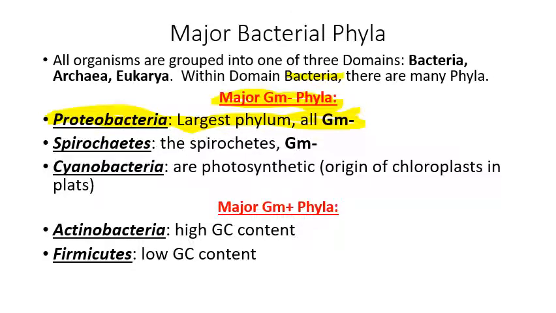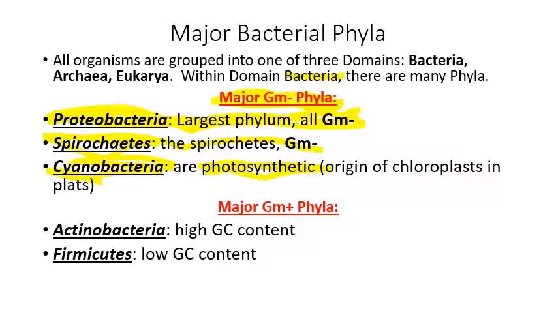Next, the next phylum is the Spirochetes, right? So they are also gram-negative. And then finally the Cyanobacteria, and there are a few others that we're not going to bother with. Now the interesting thing about the Cyanobacteria is that they are gram-negative, yes, but they are also photosynthetic, so they can generate energy from sunlight, and they are green in color. Some of them are red, but most of them are green in color.